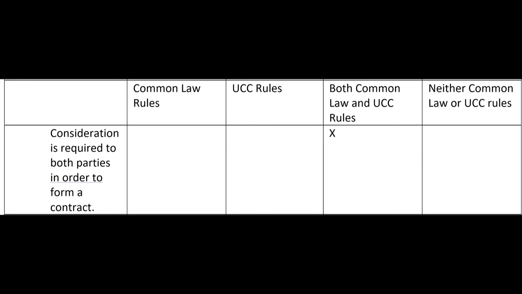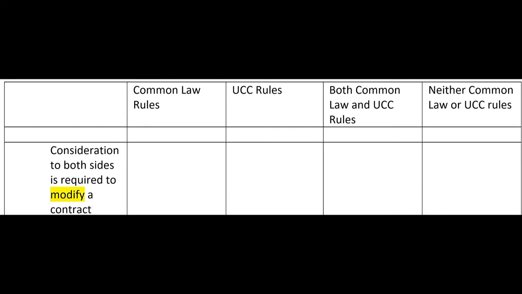Because to enter into a contract with somebody, you have to get something and you have to be willing to give up something. What you get is consideration to you. What you give up is consideration to the other party. And whether you're entering into a contract for real estate, services, or the sale of a business, or even the sale of goods, common law and UCC agree that you need consideration to both parties in order to form a binding contract.